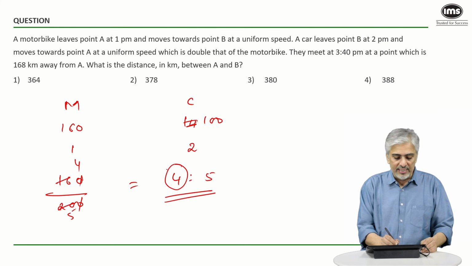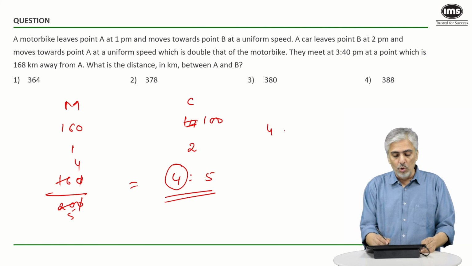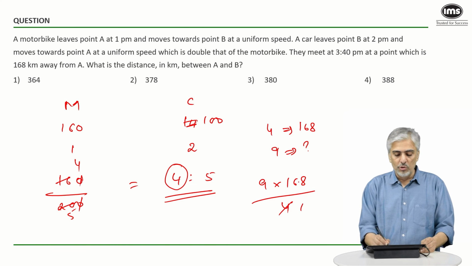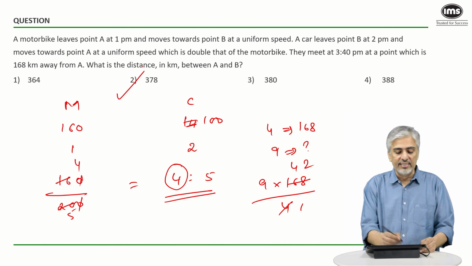I already know this distance is 168. This time don't even calculate 5, directly calculate 9, the total distance. So if 4 is 168, how much is 9? That will be 9 into 168 divided by 4. 4 4s are 16, 4 1s are 4, 4 2s are 8, so 42. 9 times 42 will be 378, which is the second option.